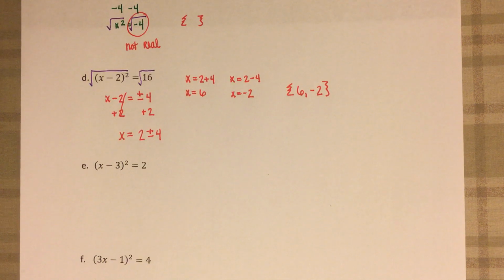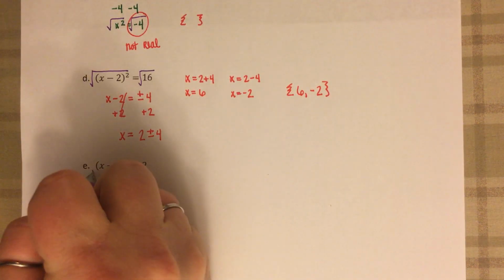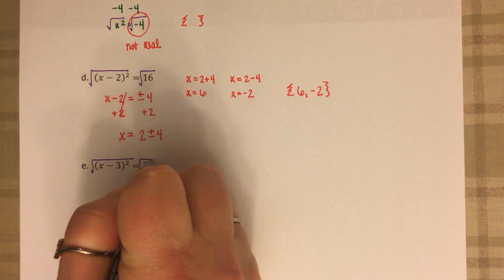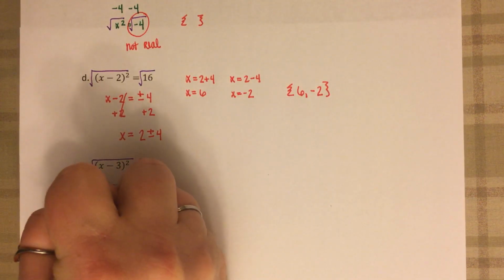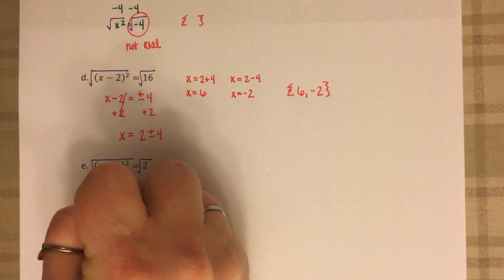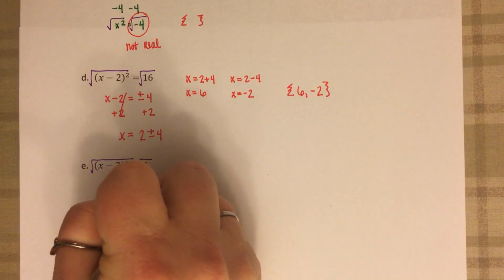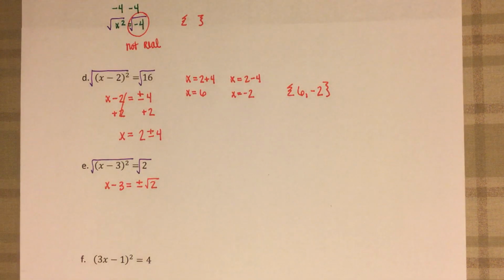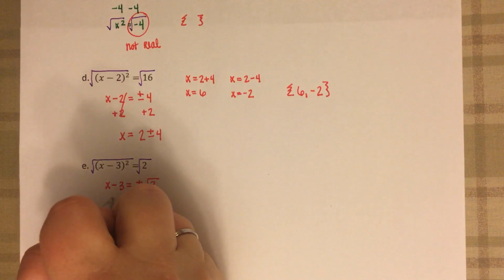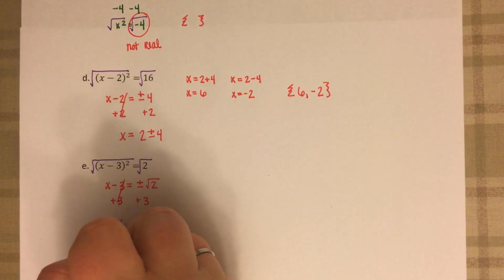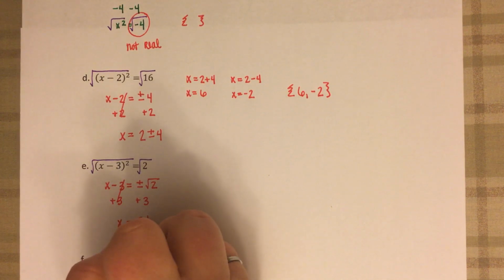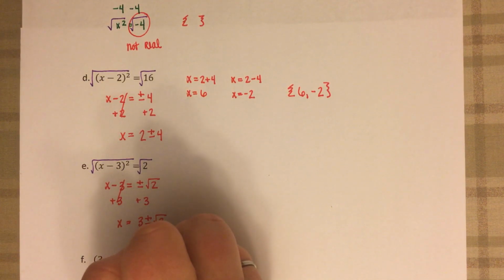For e, again, we have a nice expression squared. We're going to take the square root of each side. Our square root of x minus 3 squared is going to give us x minus 3. On the right, well, we can't simplify our square root of 2 at all because it's an irrational number, so we're just going to have plus or minus the square root of 2. We are still going to get x all by itself, so we are going to add 3 to both sides. So x equals 3 plus or minus our square root of 2.